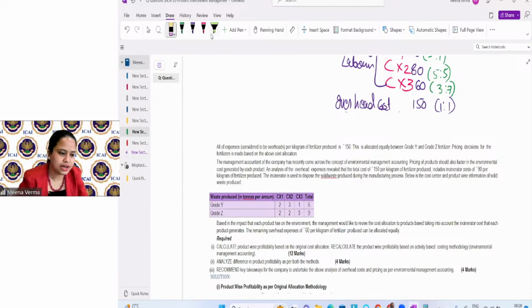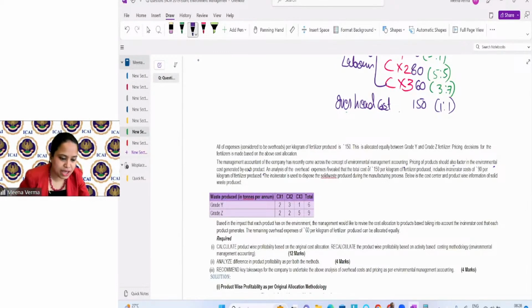All right, next. The management accountant of the company has recently come across the concept of environmental management accounting. The pricing of the product should also factor in environmental costs generated by each product. Now they are saying that we should consider the environmental cost also. So instead of just considering the material cost, labor cost, overhead cost, we should also consider the environment cost. Right, this is mentioned that we should consider the environment cost also, right?